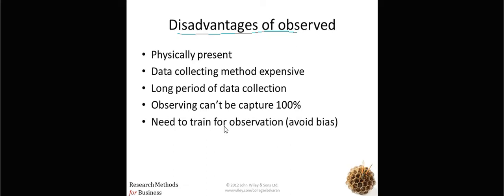Disadvantage of observation. Firstly, physically present. The second one, data collecting method is expensive. The third one, long period of data collection. Then observing cannot be captured 100%. And lastly, need to train for observation, avoid bias. Okay, thank you.